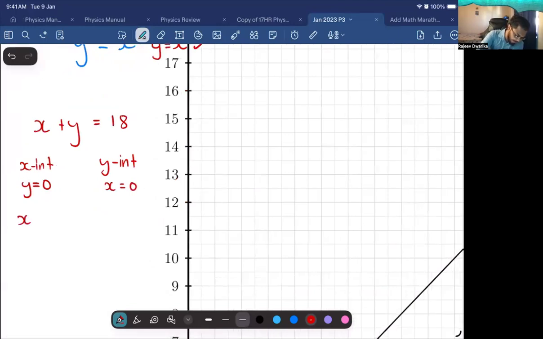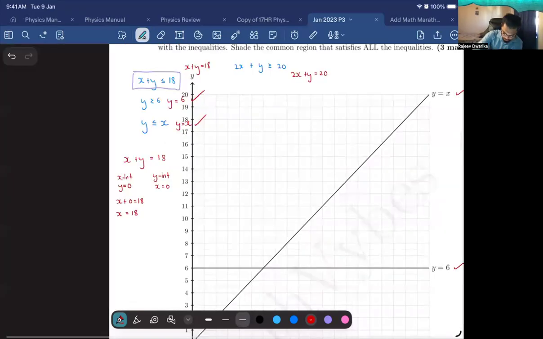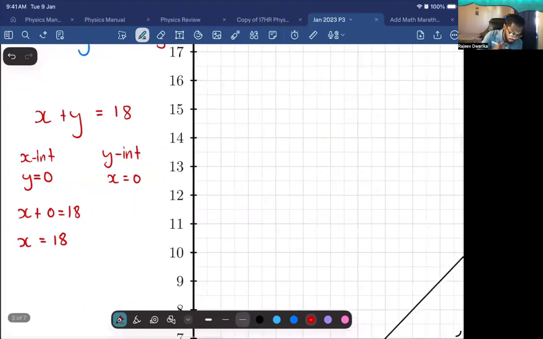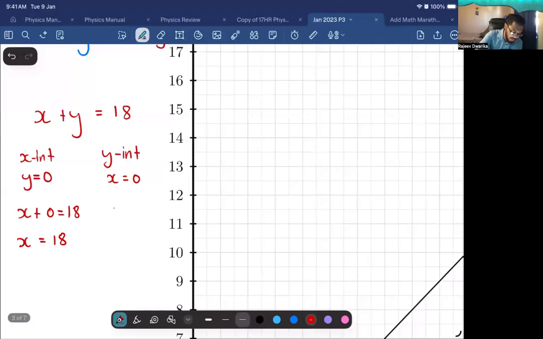So I'm going to write x plus 0 is equal to 18. So Darius, if this is the case, where is my x-intercept? 18. Right? And help me find the y-intercept now. So anywhere that I see x over here now, what am I going to replace x with? Not 18. Oh, you know about the y-intercept?